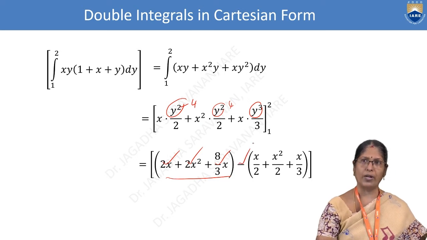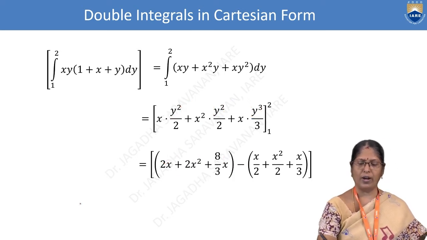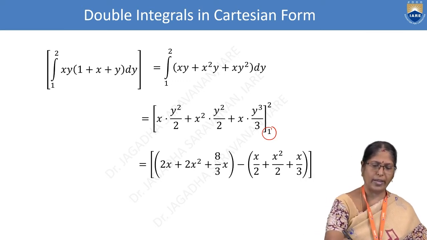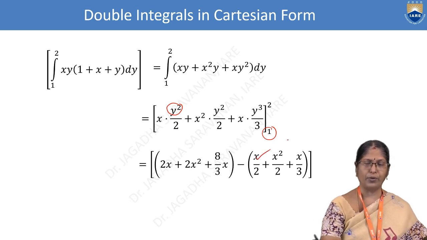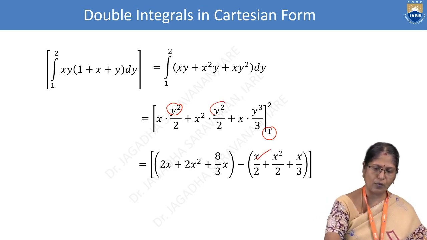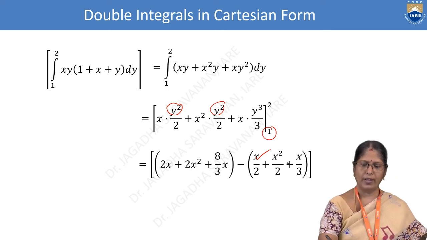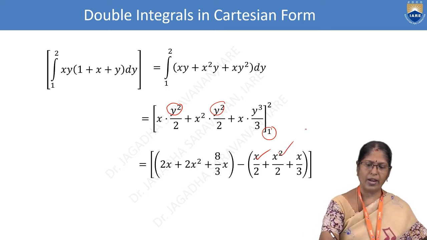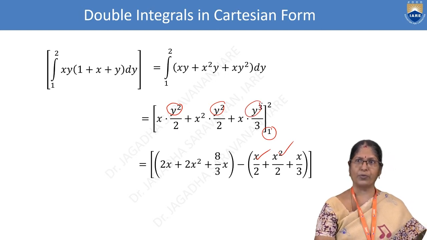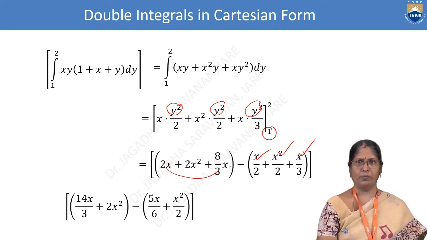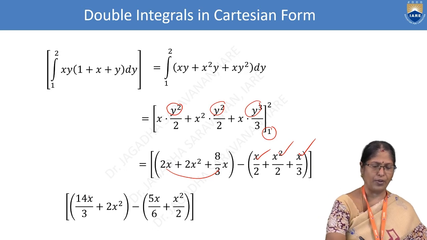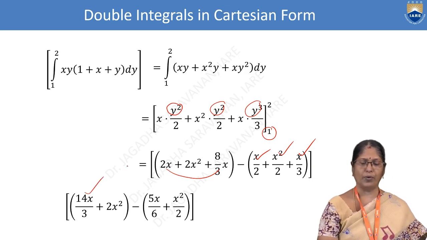This is the formula, minus. The next one, the lower limit is 1. So in the place of y, we are substituting 1. So x by 2. Here in the place of y square, we are substituting x square by 2. Here in the place of y, we are substituting x by 3. Now, these both like terms we are adding and we got 14x by 3.